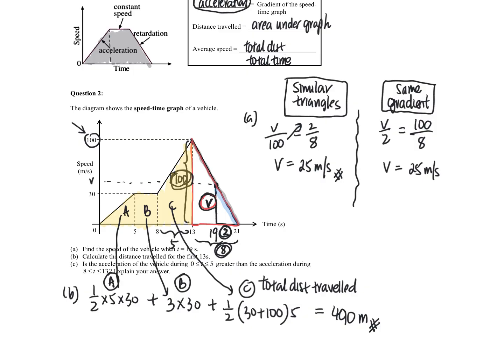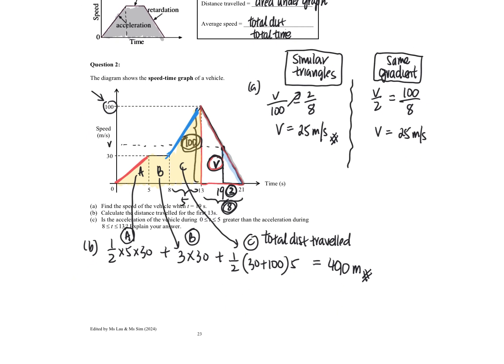Okay, last one. They say is the acceleration for the first 5 seconds greater than the acceleration for the last 5 seconds. Which one is greater? Which one is greater acceleration? The red one or the blue one? The blue one, because it has a steeper gradient. Or you can go and calculate.